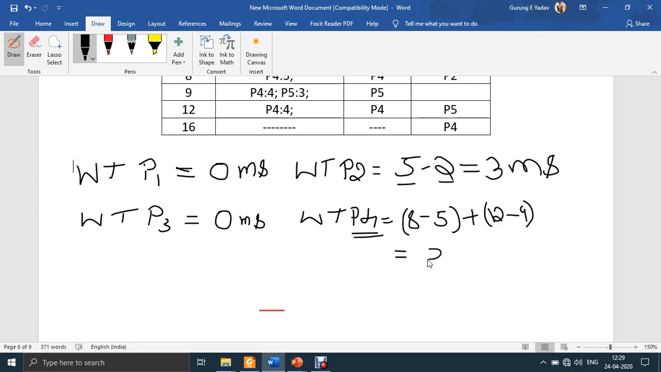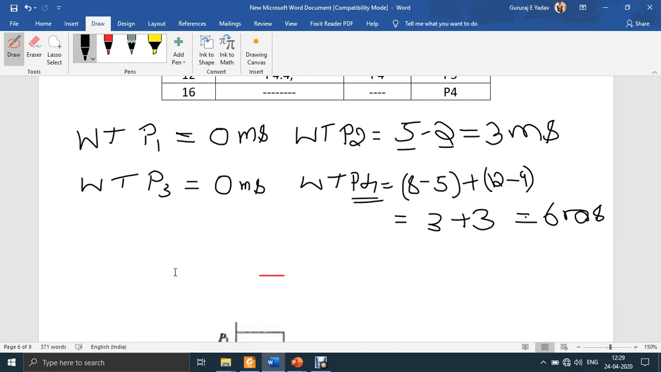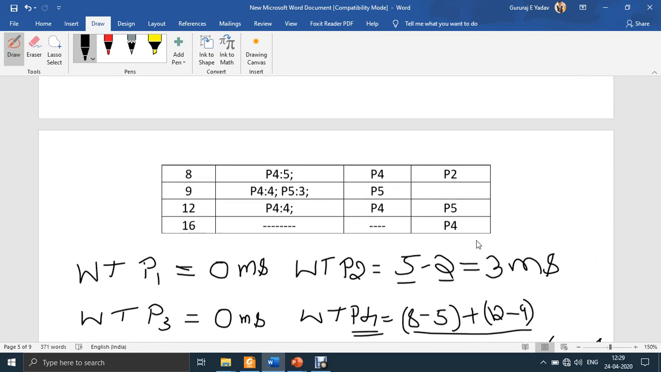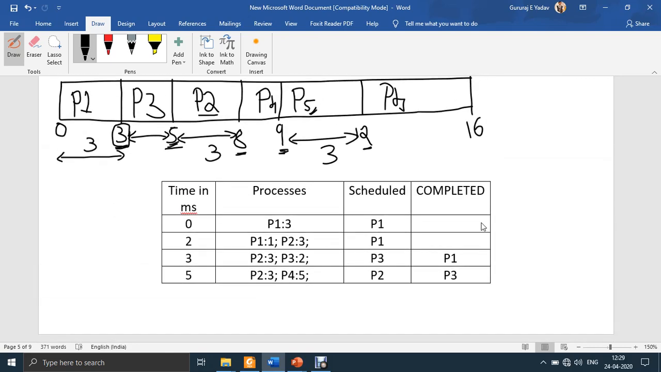So this will be the total waiting time for P4. It is 3 plus, again it is 3. Totally, the waiting time for P4 is 6 milliseconds. Okay, so now the last one, waiting time for P5. The waiting time for P4 was a very important calculation. If you want, you can go back and listen to the explanation once again.